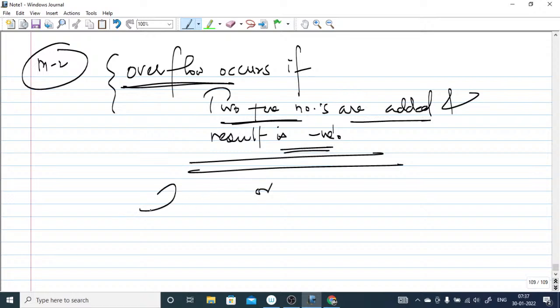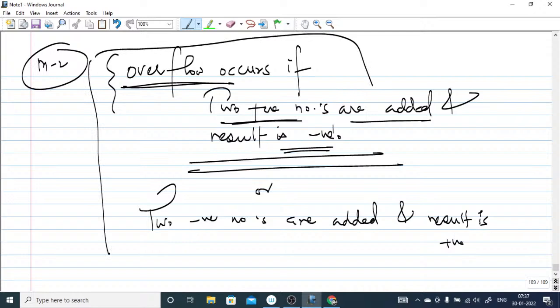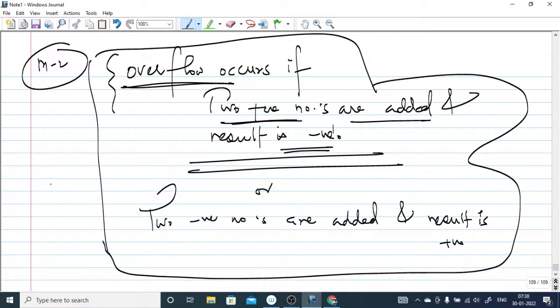Or if you are adding two negative numbers, and the result is positive. These are the two important conditions for overflow. Remember, from here you can expect one question if they give it. For 2's complement, definitely one question will be there. So let us take one example and understand the overflow condition here.